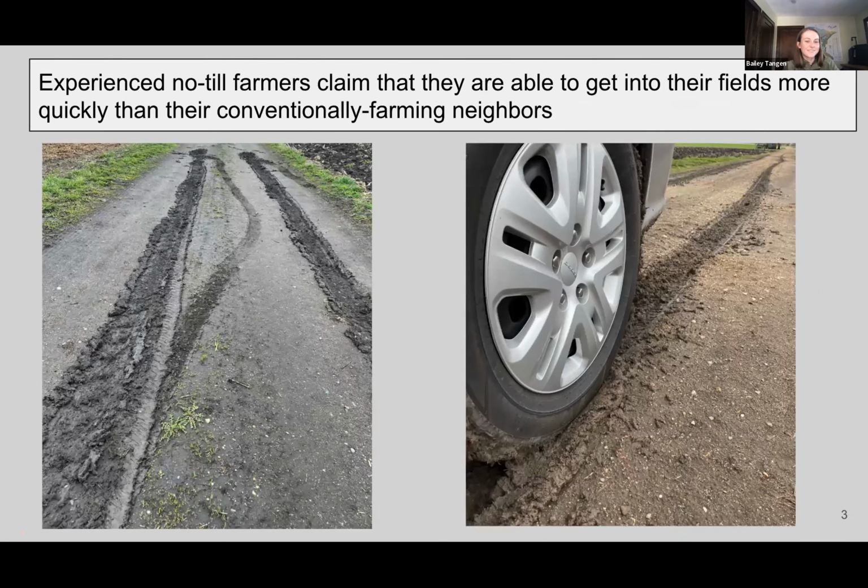So these photos that I have, I took them this year, and while they aren't of the actual agricultural fields that we were sampling, it's the road next to the fields. I think that it does a pretty good job of getting at the premise of what I'm talking about, whereas having a compacted surface soil can cause a lot of damage.